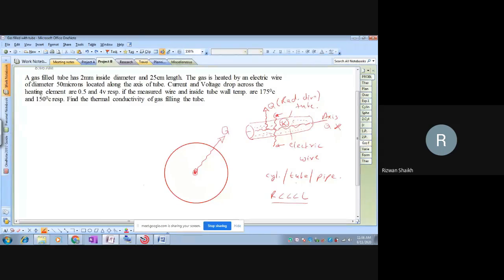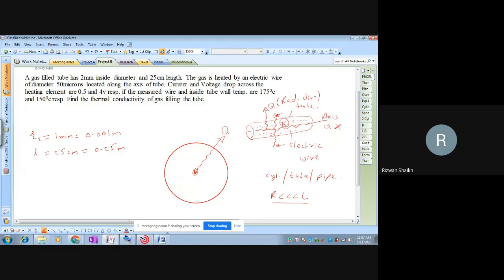So I will read the problem once again for you. A gas filled tube has a 2 mm inside diameter. So the diameter is given. I consider R2 as the radius of the tube, which is 1 mm. If I convert it into meters, it is 0.001 meter. And the length of the tube is given to be 25 centimeter, which means it is 0.25 meter.